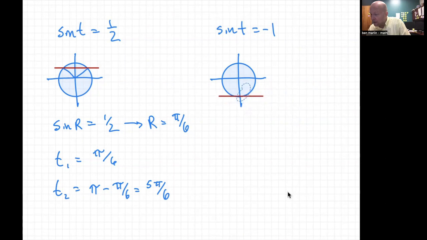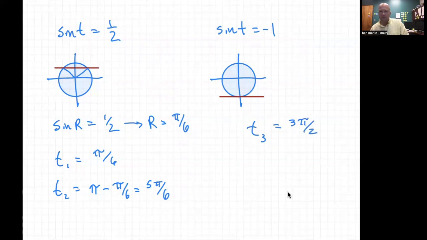Negative ones all the way at the bottom, positive ones all the way at the top. So this is -1. There is only one solution for it. If you get your reference angle, you would say your reference angle is pi/2, but most people will just go ahead and say, all right, this third solution is 3 pi/2. Okay, that's it.